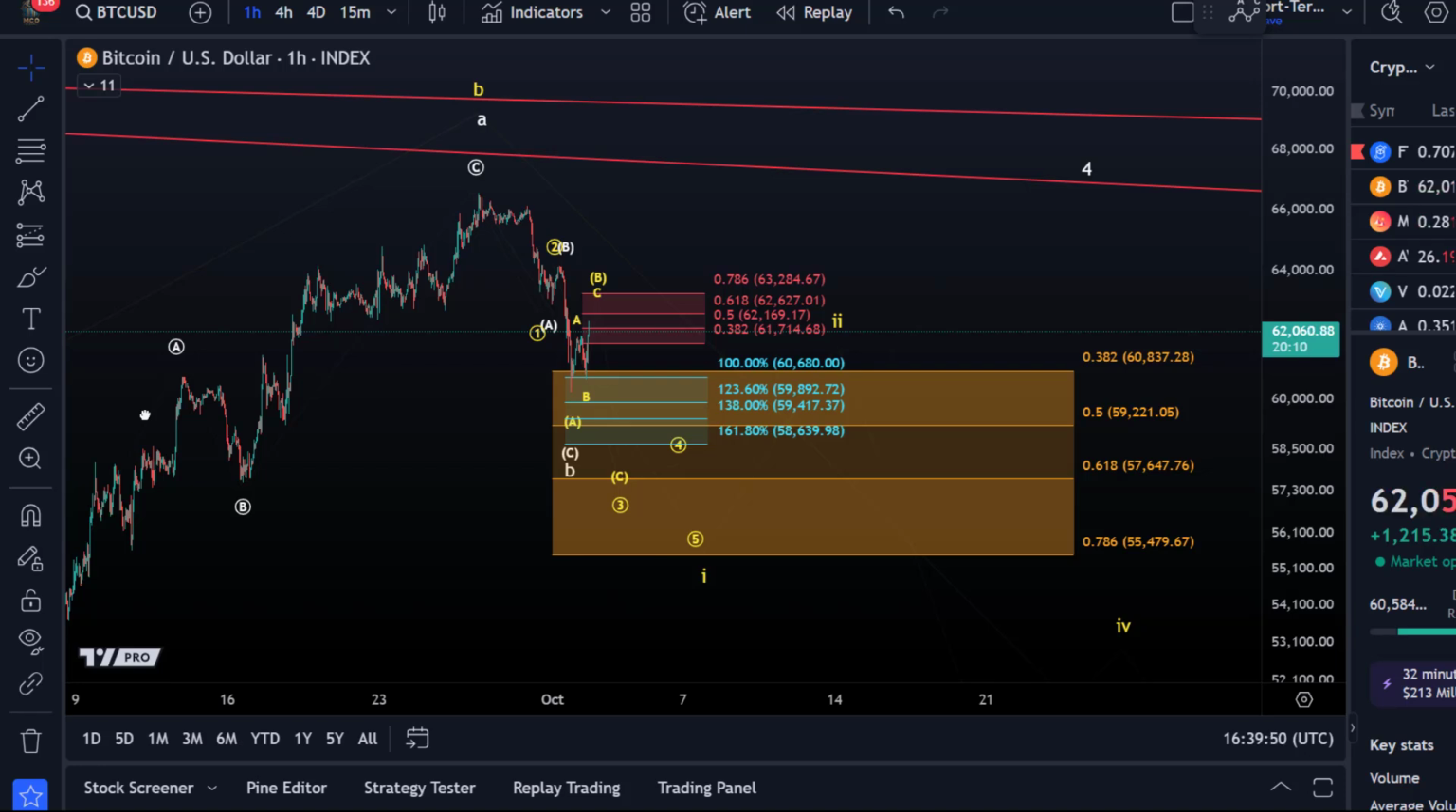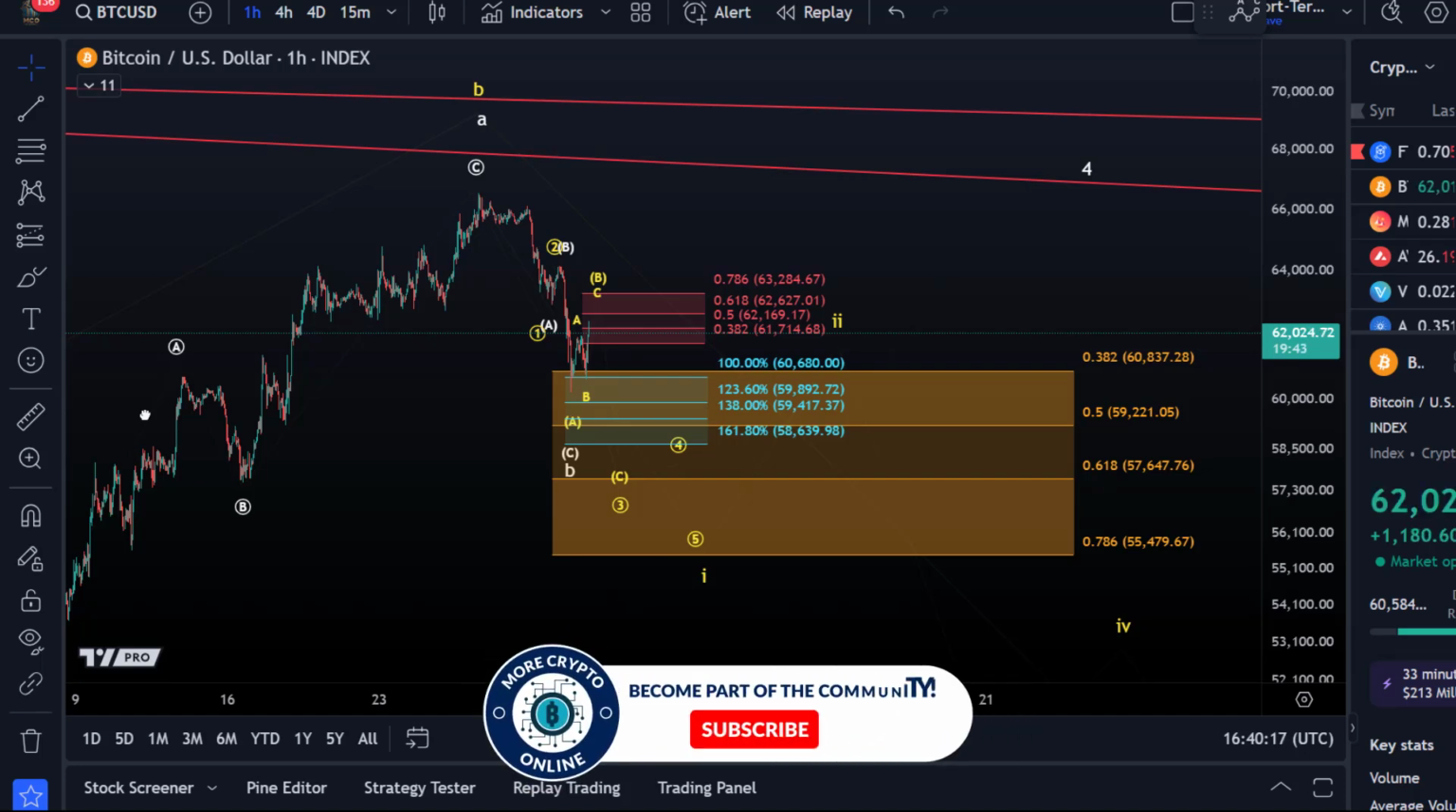Now, if we talk about support, we have a couple of support areas on the chart. Well, we've got the main one, which is the orange support region, where we have support between 55,500 and 60,830. As long as we're holding above 55,500, the white scenario, which is the bullish case, has a chance.